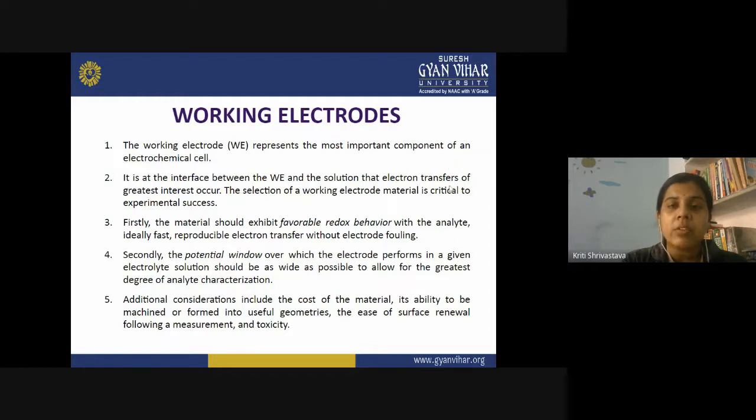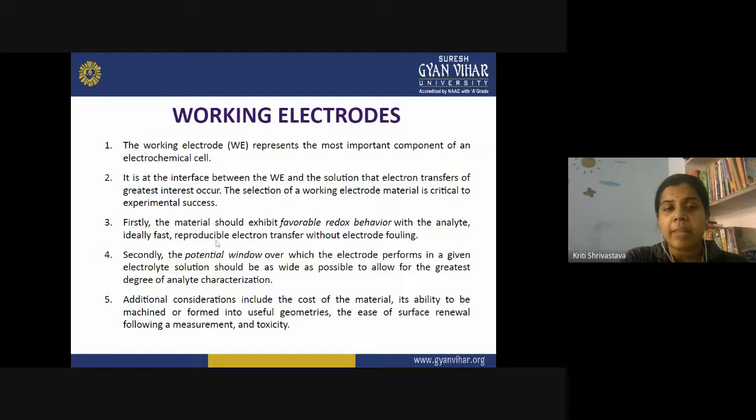So that electron transfer, which is the very essence of your electrochemical experiment, is going to take place on the surface of your working electrode. So basically it is providing an interface, and on that interface this electron transfer reaction takes place. So the selection of a working electrode material is critical to the experimental success. So what are the different points one should consider while selecting a proper working electrode?